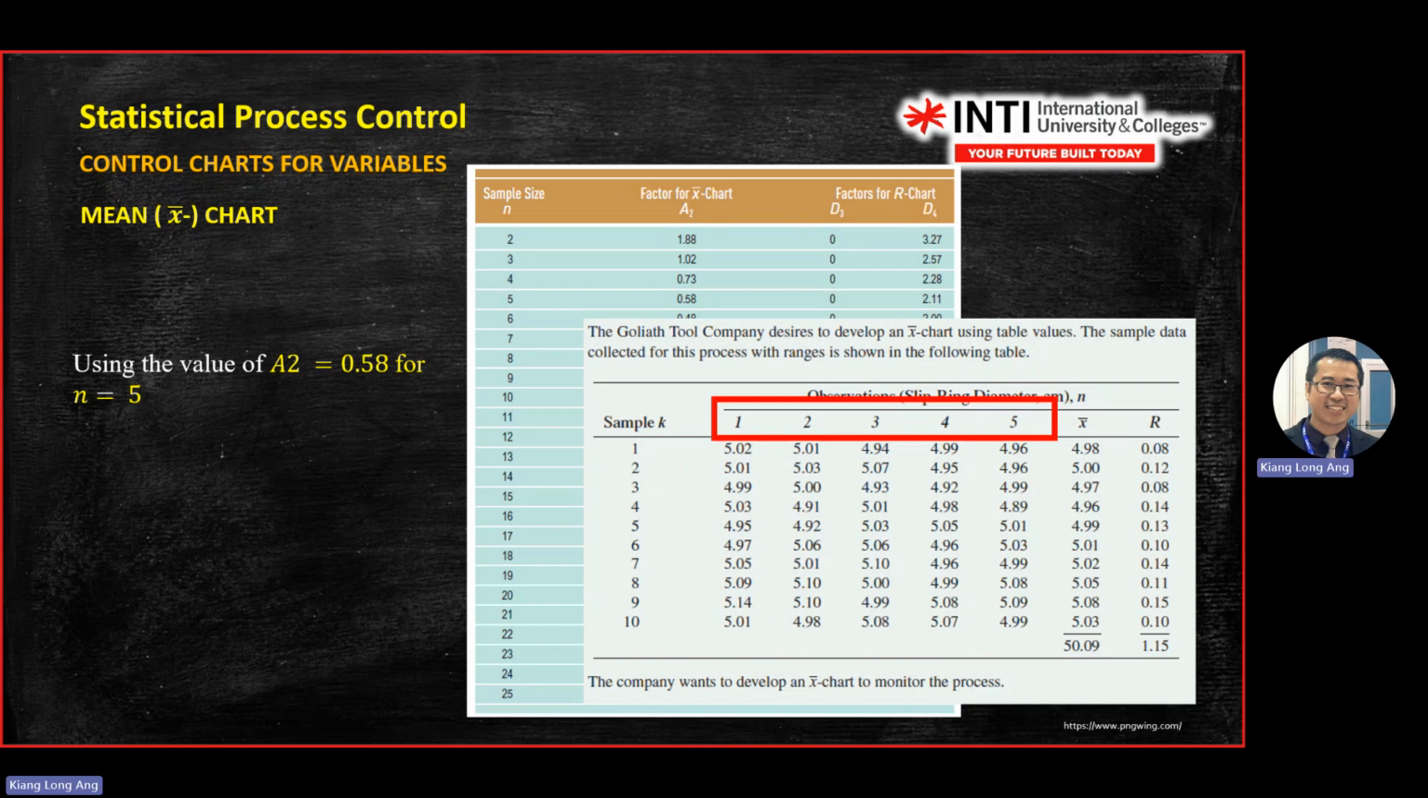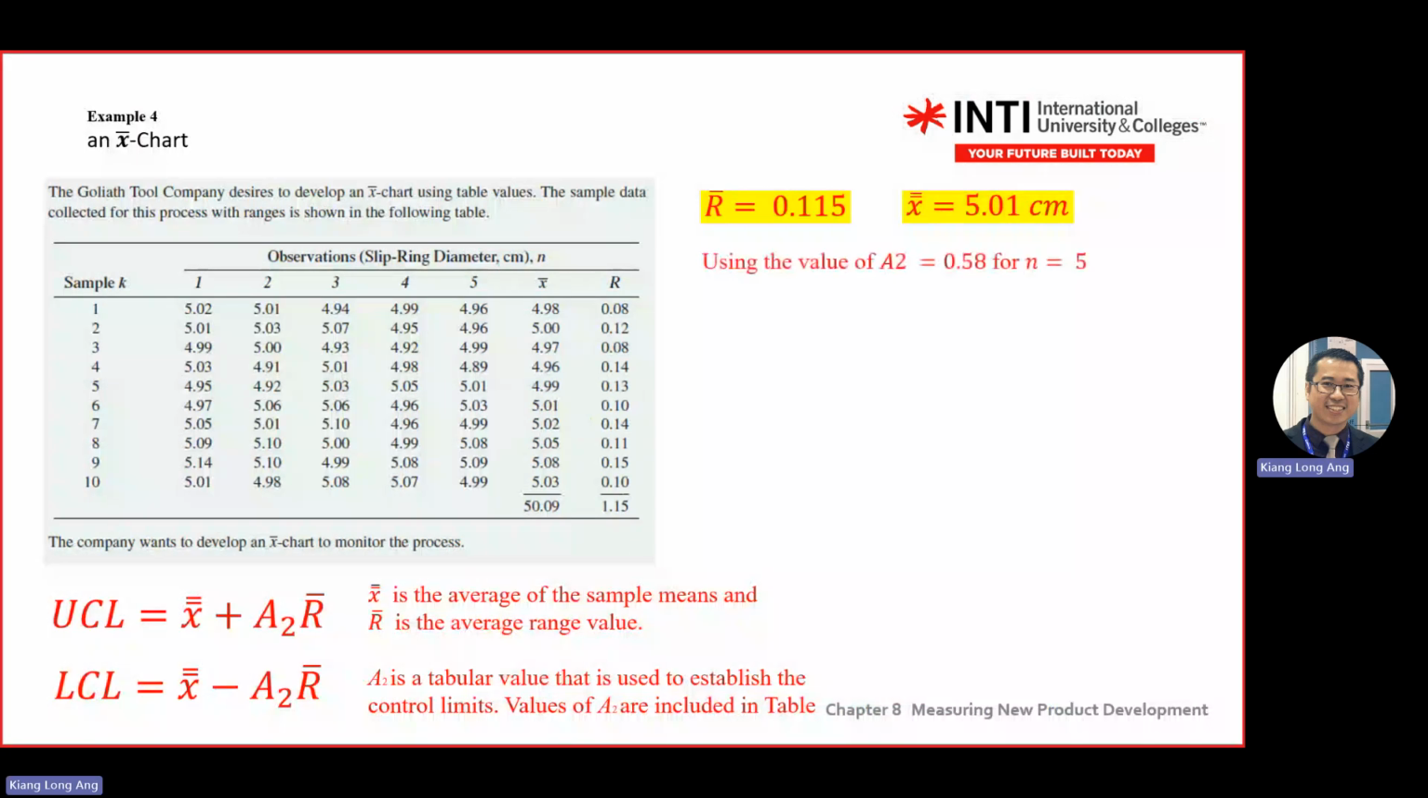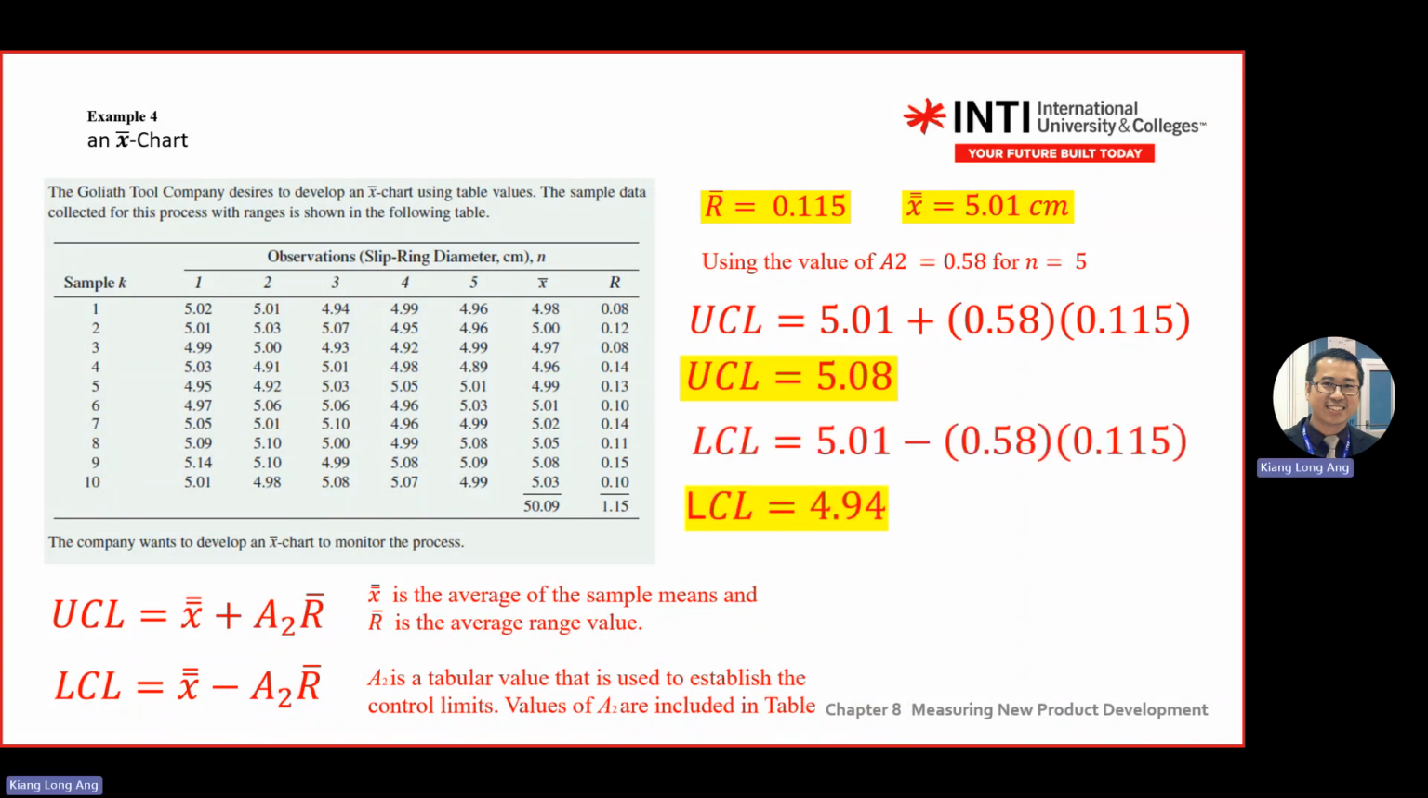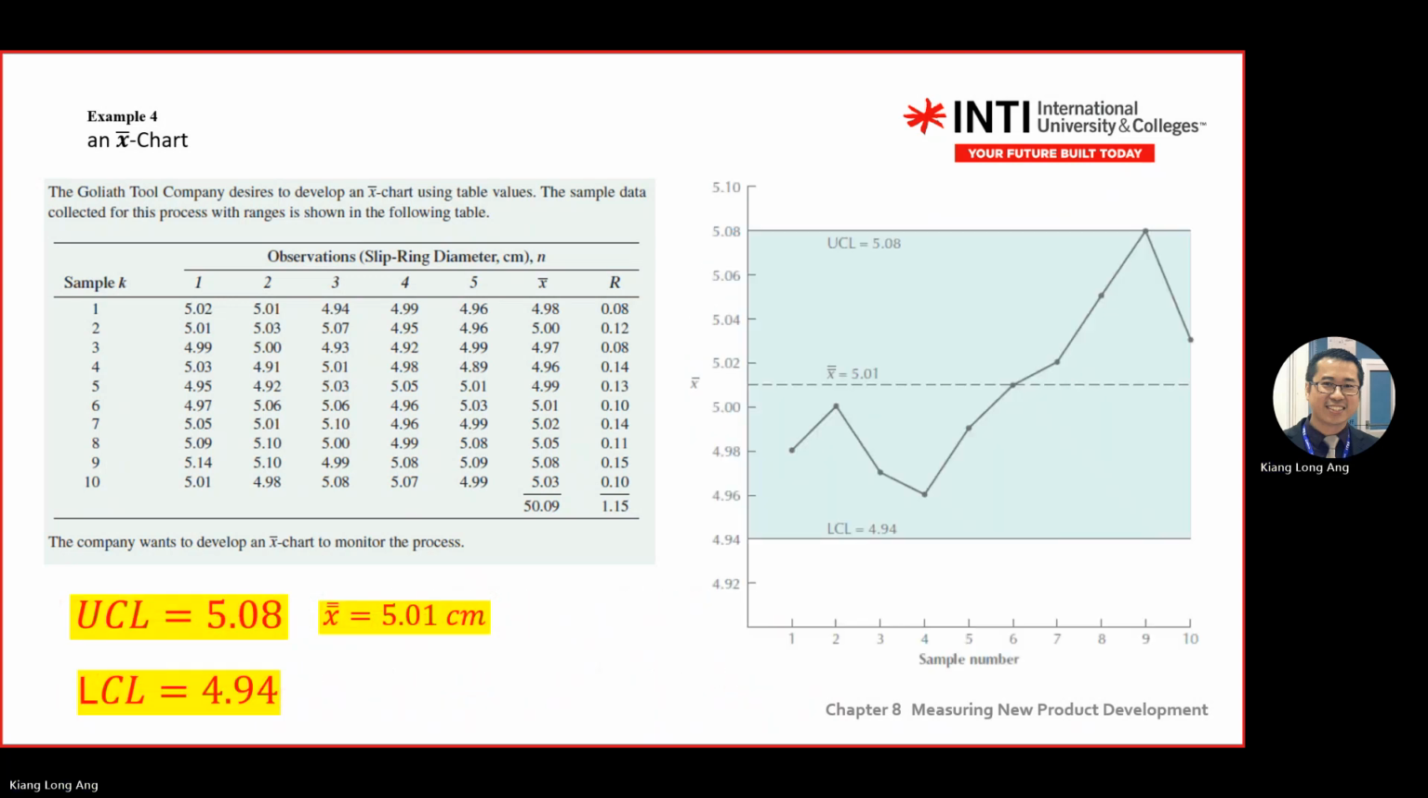The sample size you can look up ranges from a minimum of 2 to a maximum of 25, meaning the number of samples per test. So we have the two values. Then you put them inside this UCL, LCL formula, then you find the values and make a conclusion.